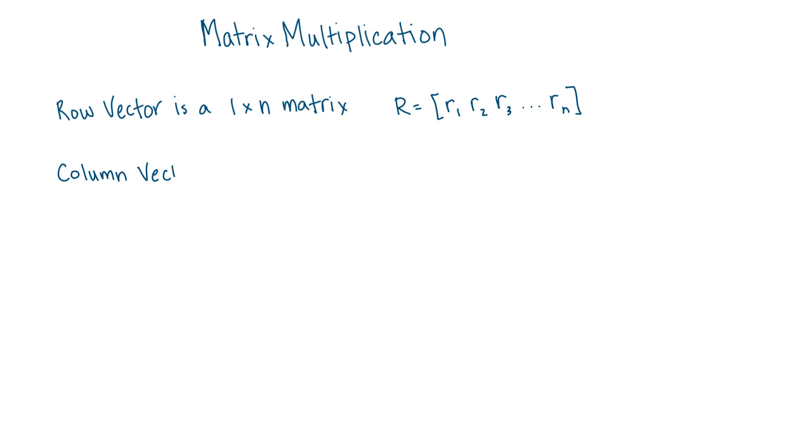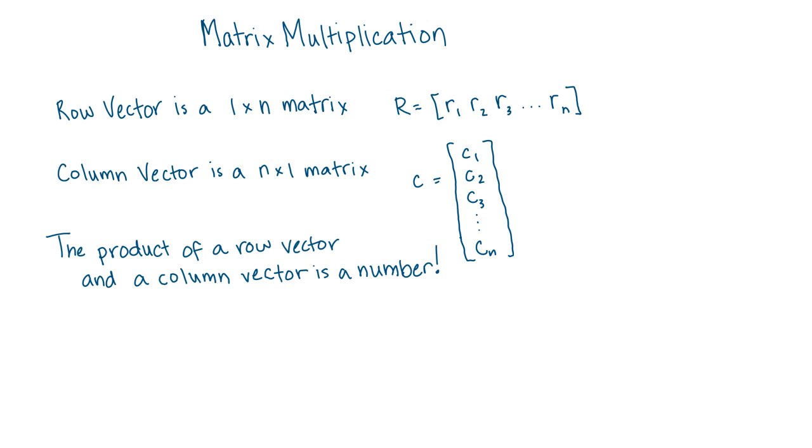A column vector is similar, but it is an n by 1 matrix. Our column vector C has, again, n entries, c1, c2, etc., all the way till we get to cn, but it has n rows and only one column. The product of a row vector and a column vector is a number, or a 1 by 1 matrix.